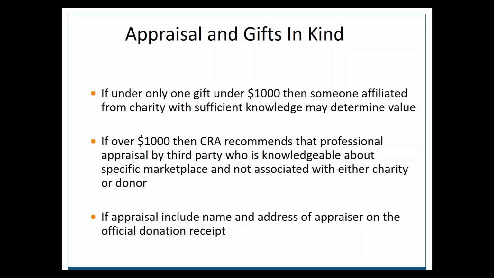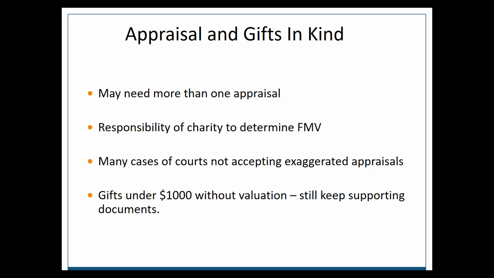So clearly it cannot be the donor who suggests who you go to, or the donor who provides you with the appraisal. The appraisal would include the name and address. So when you do get an appraisal, you include the name and address of the appraiser on the official donation receipt. In some cases where it's a complicated thing or a large amount, it might be worthwhile to get more than one appraisal. CRA has a lot of people who are appraisers working on their staff who have a lot of experience dealing with appraisal issues, and if CRA has a problem with an appraisal, they will challenge it.